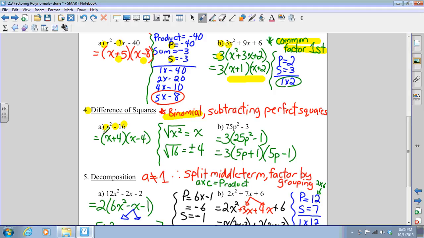So what we basically do, ladies and gentlemen, is set up 2 brackets. I put a positive sign in one and a negative in the other. I take the square root of the first term. So the square root of x squared becomes x.